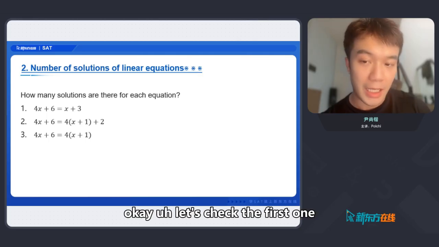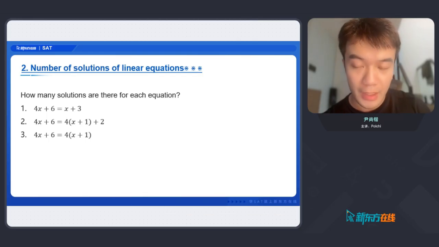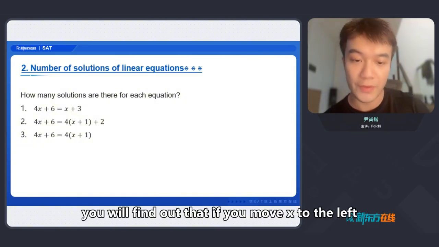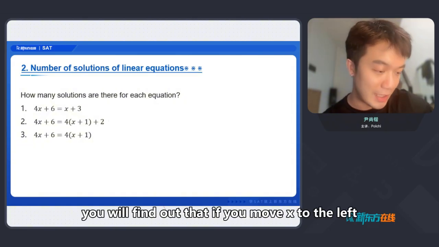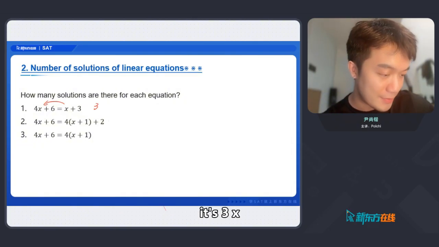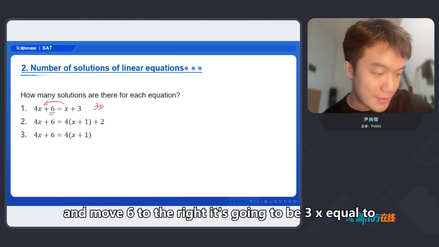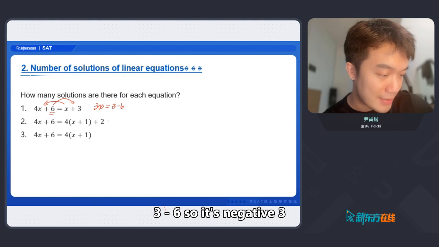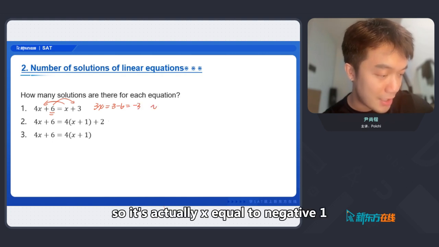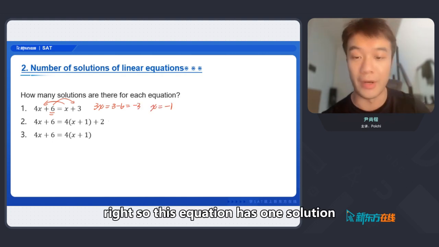Okay, let's check the first one. As you can see, when you solve it, if you move x to the left, it's 3x, and move 6 to the right, it's going to be 3x equal to 3 minus 6, so it's negative 3. So it's actually x equal to negative 1, right? So this equation has one solution.